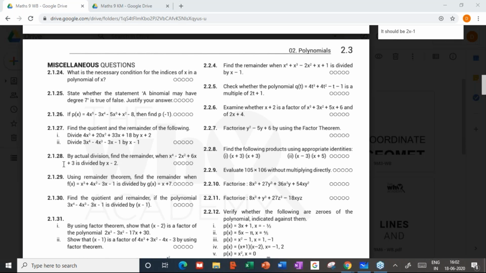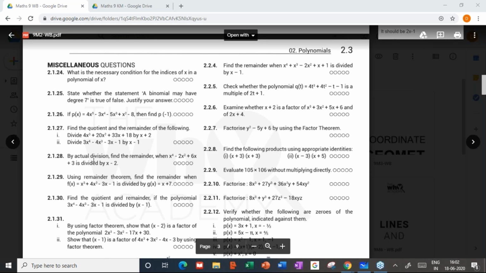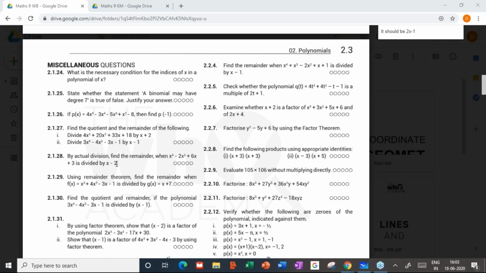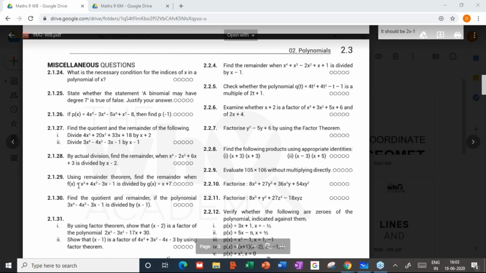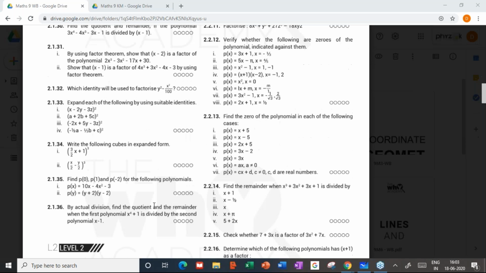In other cases, you might be asked to use actual division. See, it's mentioned in the next question itself that by actual division find the remainder, even though g of x is a linear polynomial here also. And then you might get questions where they ask using remainder theorem. The highest level of tricky question will be, I'll just show you. There might be one.